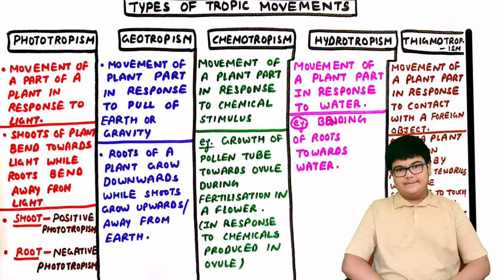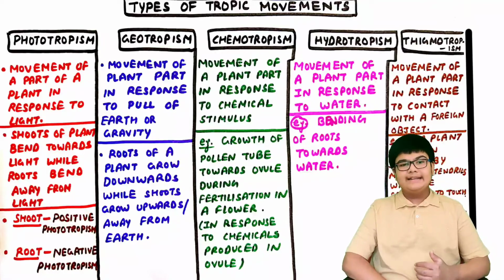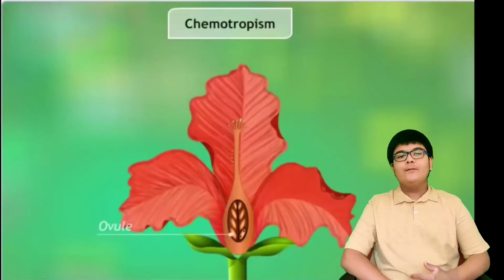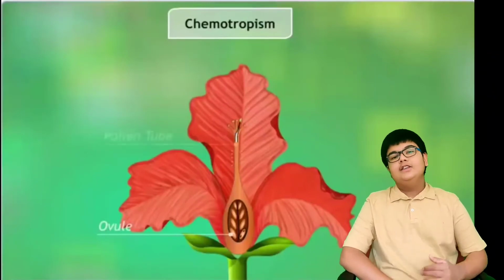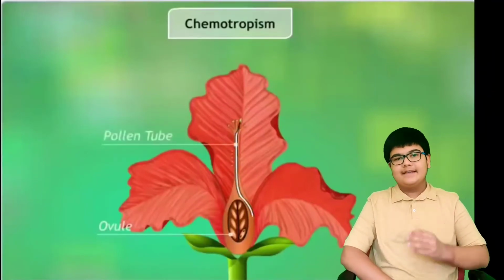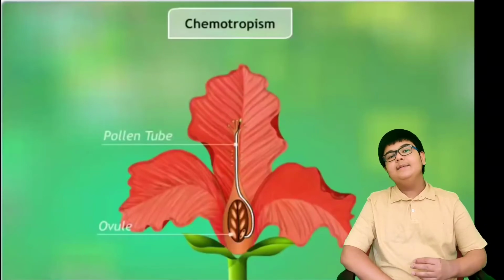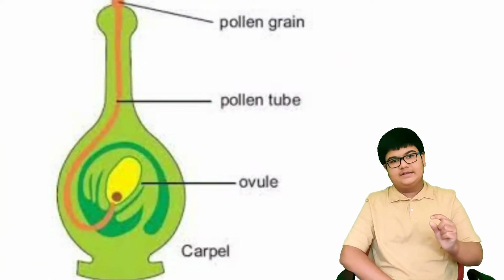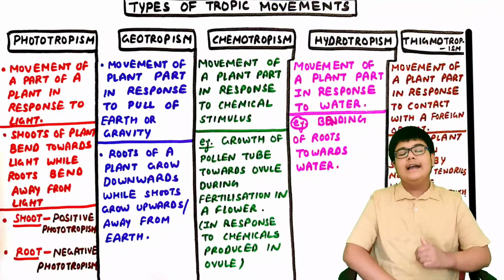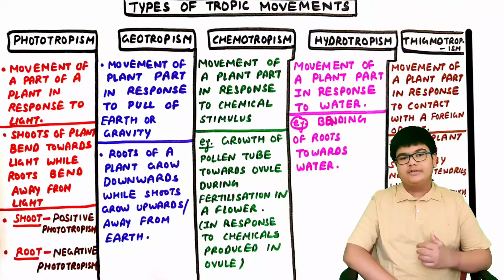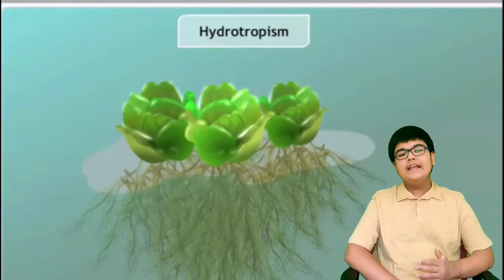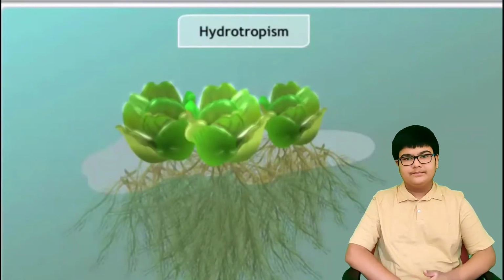Third, chemotropism. It is the movement of a plant part in response to a chemical stimulus. For example, growth of pollen tube towards the ovule during fertilization in the flower. During fertilization, certain chemicals are released in the ovule and the pollen tube grows towards these chemicals. Thus, this is a beautiful example of chemotropism. Fourth, hydrotropism. It is the movement of a plant part in response to water. For example, bending of the roots towards water.